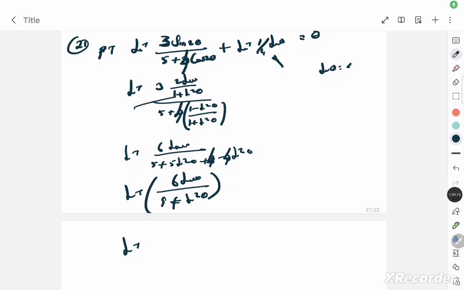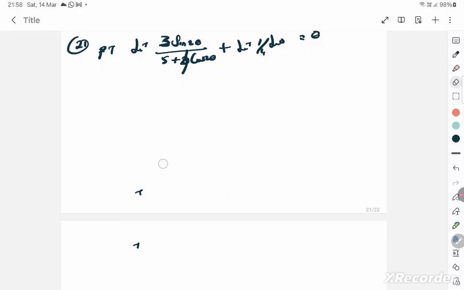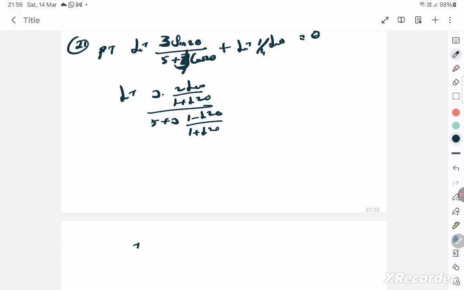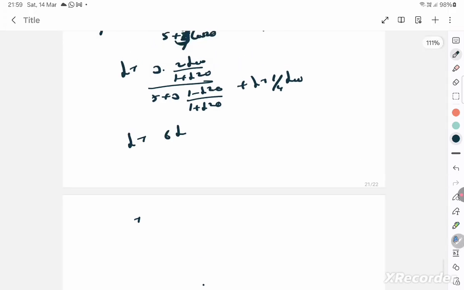Okay guys, so the question is correct only. It seems to be like a JEE sum. So let's try to solve. There's only a 3 there, there's no 4. So it's tan inverse of 3 into 2 tan theta by 1 plus tan square theta, by 5 plus 3 into 1 minus tan square theta by 1 plus tan square theta, plus tan inverse of 1 by 4 into tan theta. So let's simplify the first term. You get tan inverse of 6 tan theta by 1 plus tan square theta, by 5 plus 3 into 1 minus tan square theta by 1 plus tan square theta.